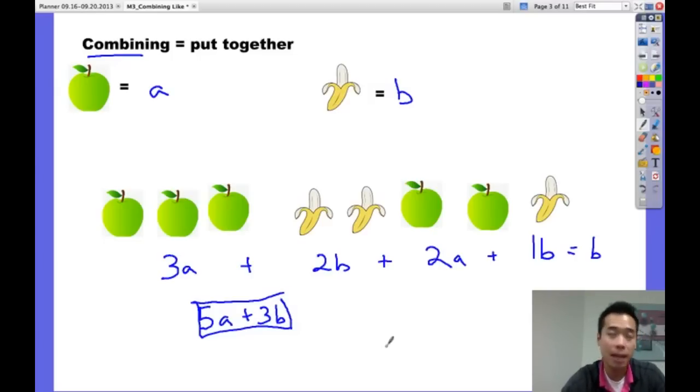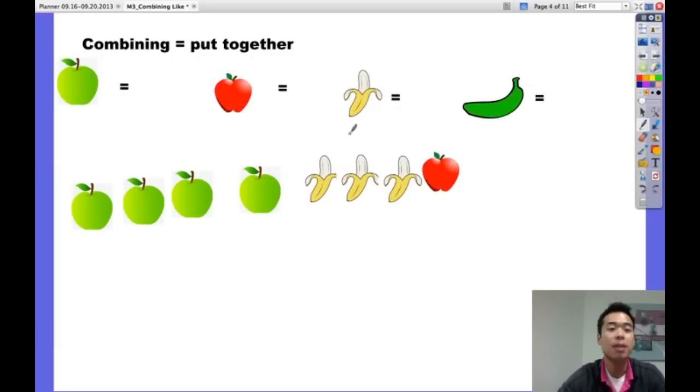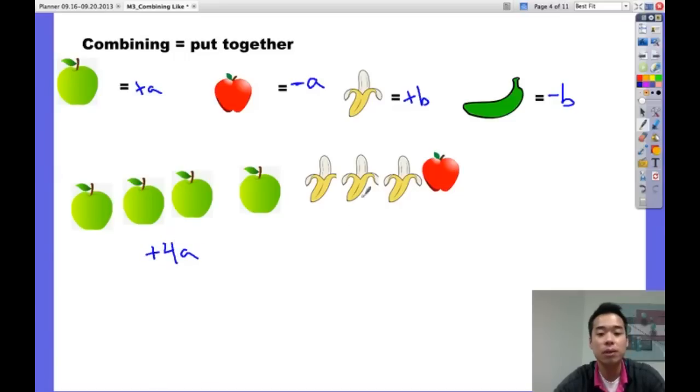I want you to keep bananas and apples in mind because it's going to help you really understand adding and combining like terms. Here I have something a little bit different. I have 1 green apple, so let's say that's a positive apple. 1 red apple, today I'm going to say that's a negative apple, so negative a. Positive b, negative b. Let's write down what we have. We have 1, 2, 3, 4 green apples, so I have a positive 4a. I have 1, 2, 3 bananas, so positive 3b. And I have 1 red apple, which is a negative apple.